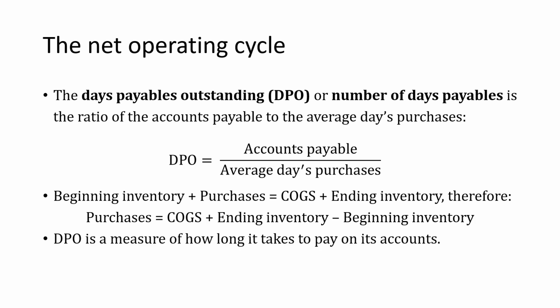If you remember the accounting relationship, that if you take the beginning inventory plus purchases, that should be equal to cost of goods sold plus ending inventory. So that's basic from accounting relationships. Therefore, we can back into purchases as being the sum of the cost of goods sold plus ending inventory minus beginning inventory. So DPO, the days payable outstanding, is how long it takes the company, on average, to pay on its accounts, what it owes its vendors or suppliers.